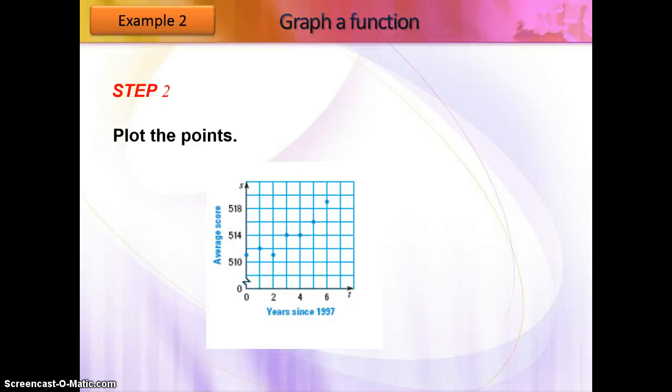The second step is to plot the points. So when we do this, this is what our data looks like. This little squiggle here means you skipped a bunch of numbers and you started here at 510. And so that allows us to fit all of the data into one reasonably sized coordinate plane.